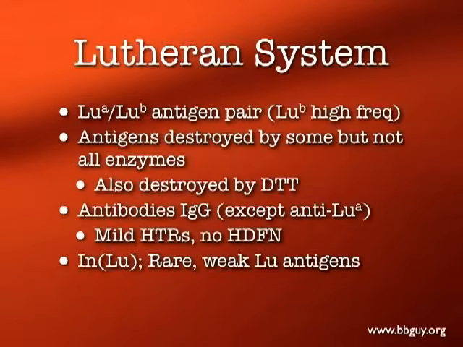All right, the last blood group system within the enzyme decreased groups is Lutheran. I don't have a lot to say about Lutheran. It's not hugely important. The two main antigens, Lutheran A and Lutheran B, LUA and LUB. Lutheran B is the one that's high frequency. Lutheran A is not. The antigens are destroyed by some enzymes, but not all, and they're definitely destroyed by sulfur reagents like DTT, dithiothreitol. The antibodies are IgG, except sometimes you can get IgM with anti-Lutheran A. They cause mild hemolytic transfusion reactions at worst and really are not known to cause hemolytic disease of the fetus and newborn. Okay, that's enough for that.